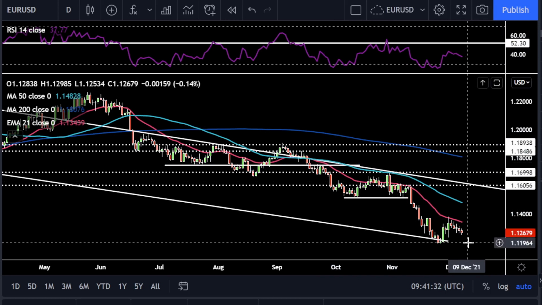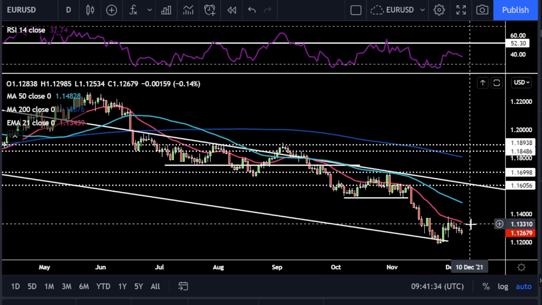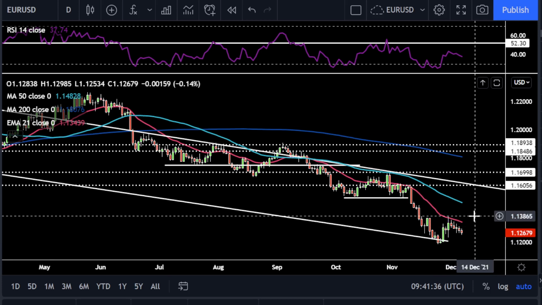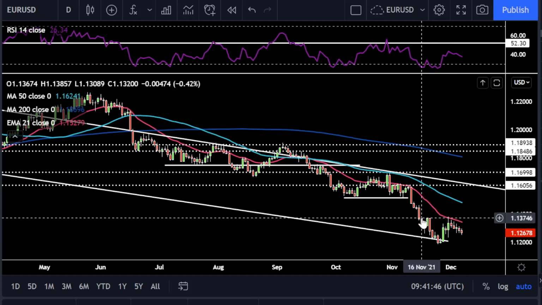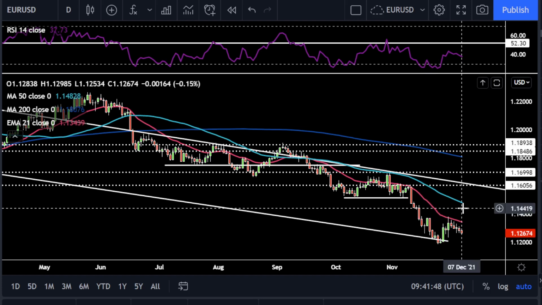Targets wise, 112 on the downside, and on the upside, if we see a further rally, I think there's a little bit of support here around the 113.7 area here. We can see the highs of that candle and the tops of those bars there, the close and the high of that candle there.